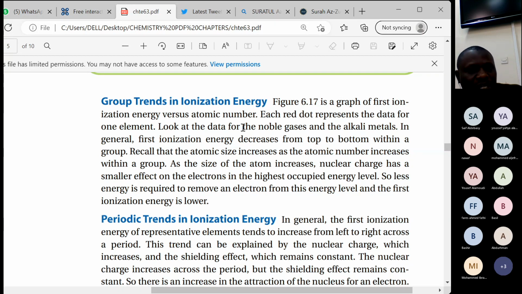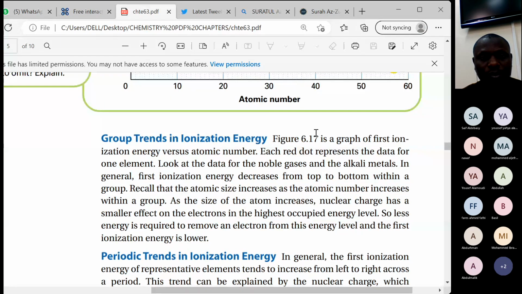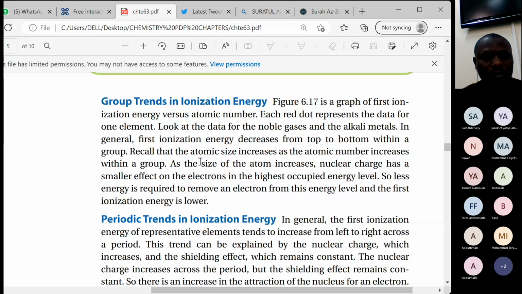Group trends in ionization energy. Figure 6.17 is a graph of first ionization energy versus atomic number. Each red dot represents the data for one element. Look at the data for the noble gases and the alkali metals in general.